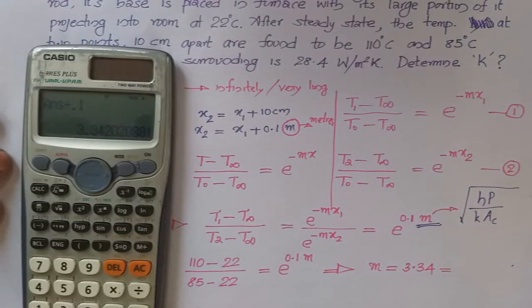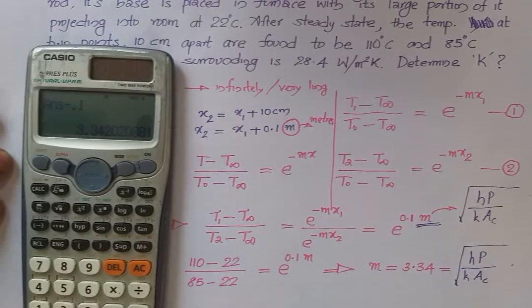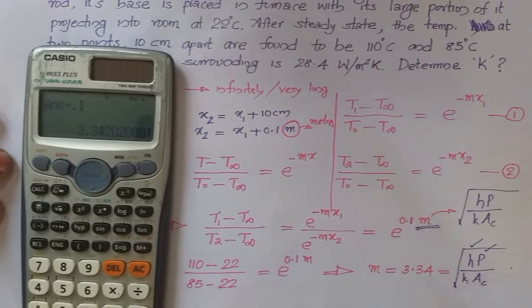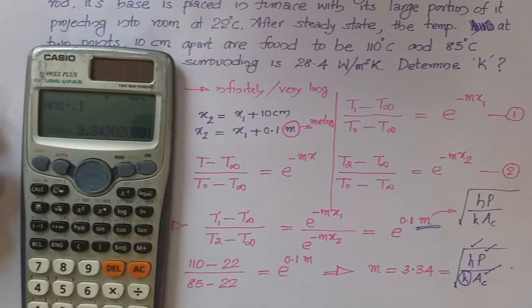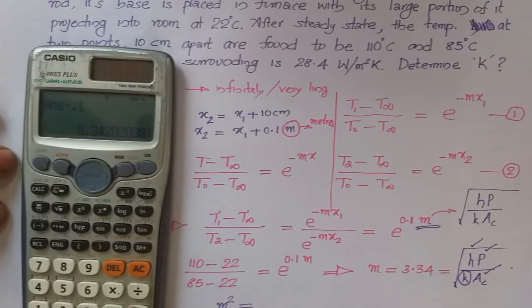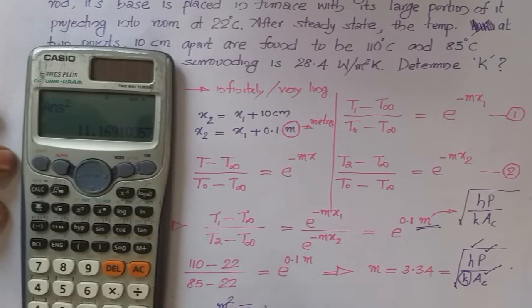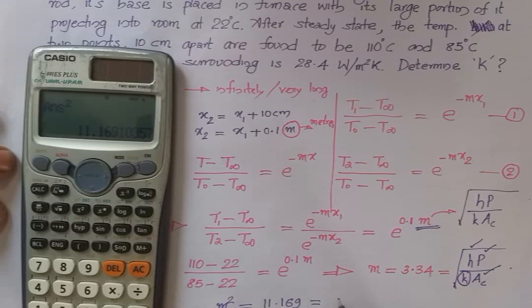This m is having the substitution or equation which is square root of hp divided by k into Ac. From this, h is given, p perimeter you can find for a circular cross section, area is also given, only thing is k. So you have to find the value of k. If m is 3.34, then m square will be the square of this answer, which is 11.169, which is equal to h value, h is equal to 28.4 SI units.